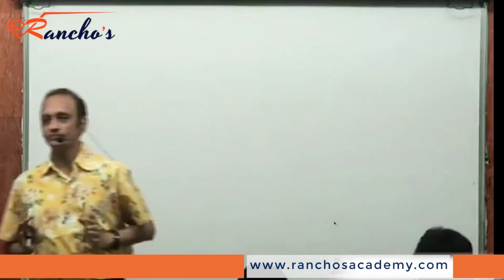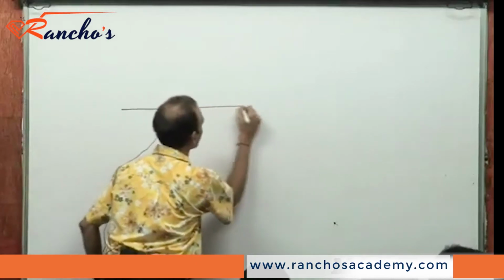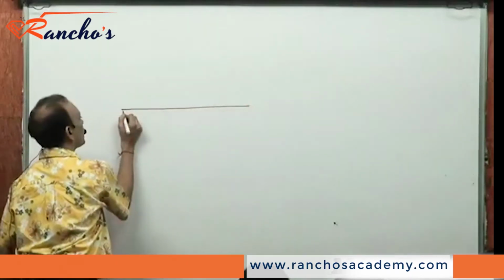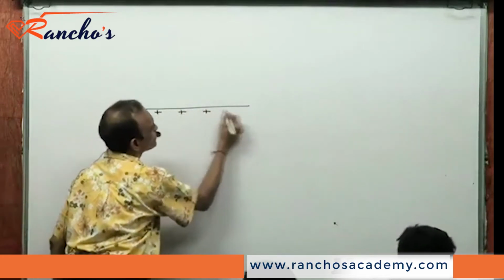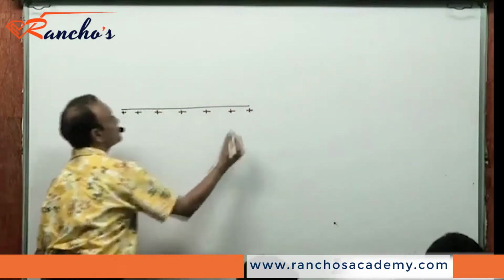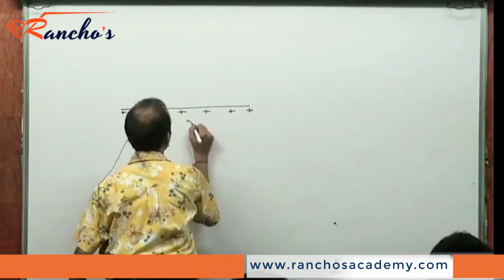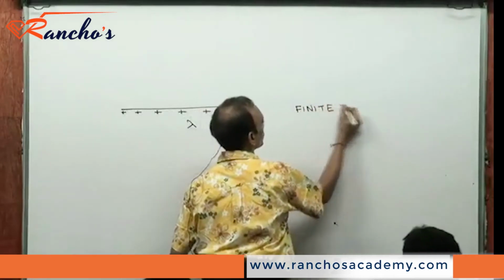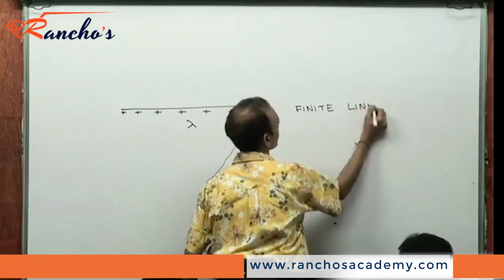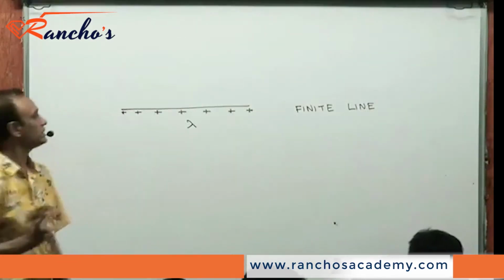This is about a line of charge. It'll come in really useful to you. I'm not going to spend time proving it. You can prove it yourself, but let me tell you, suppose this is a finite line of charge with uniform linear charge density lambda.